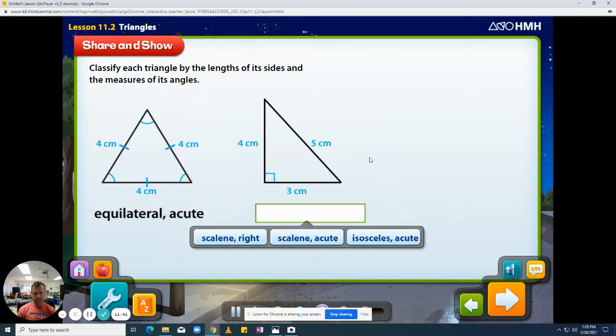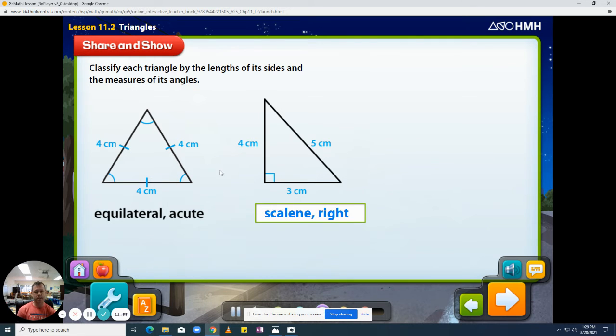Let's try another problem. How would you classify this triangle? Uh-oh, no sides are the same, none. So that's the weird one, scalene. And then remember, whenever you see this little box, it means a right angle, plus it's a perfect L. Remember what we did with our arm? So that's scalene, right. This is a scalene right triangle.